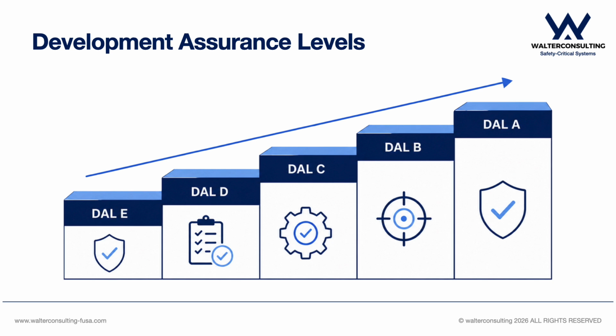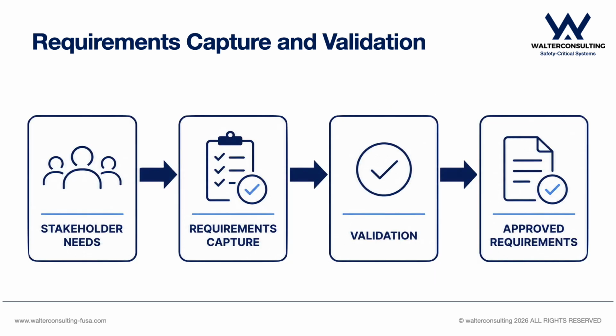overall development framework. Once development objectives have been established, engineers must ensure that requirements are managed correctly. Requirements provide the foundation for every engineering activity. Before systems can be developed, engineers must ensure that requirements are complete, correct, consistent, and properly documented. Validation activities help confirm that the right requirements have been captured. This reduces the likelihood of costly design changes later in development.